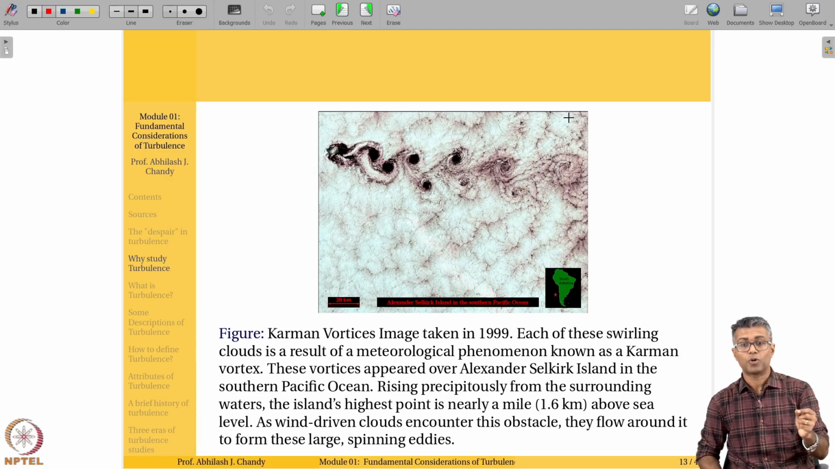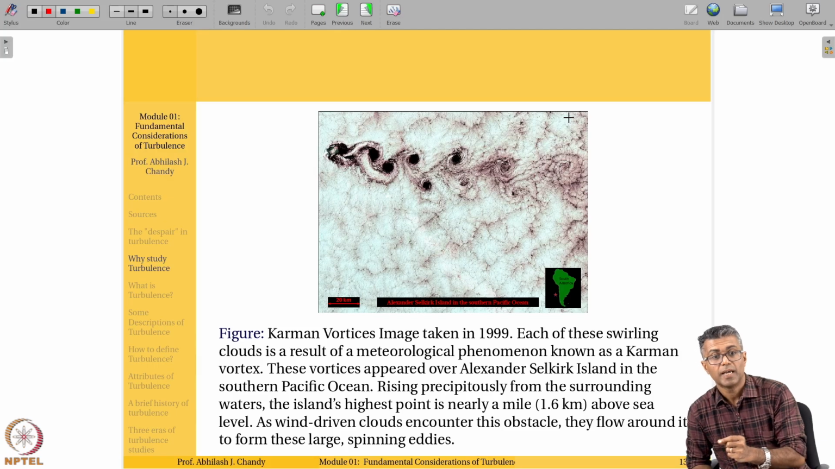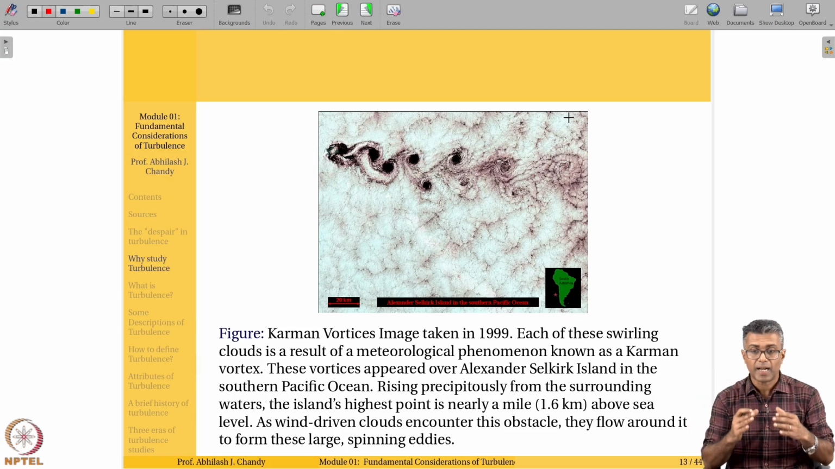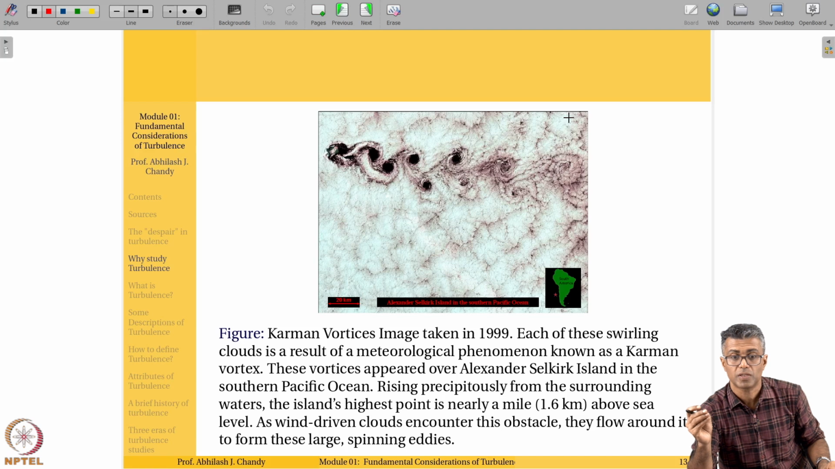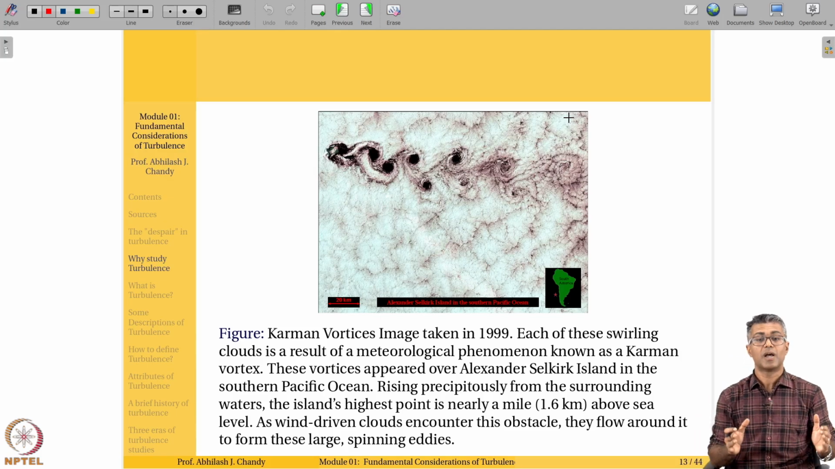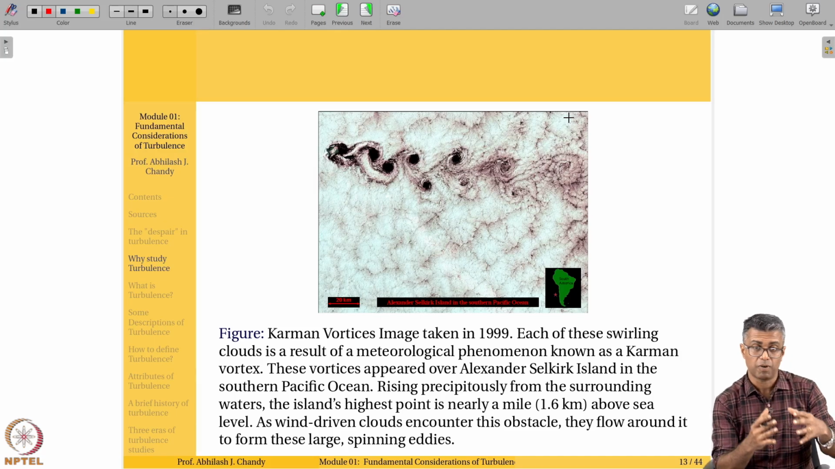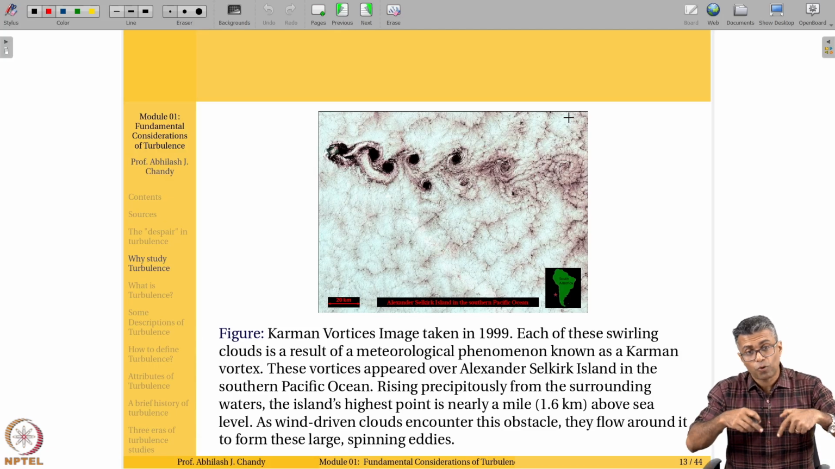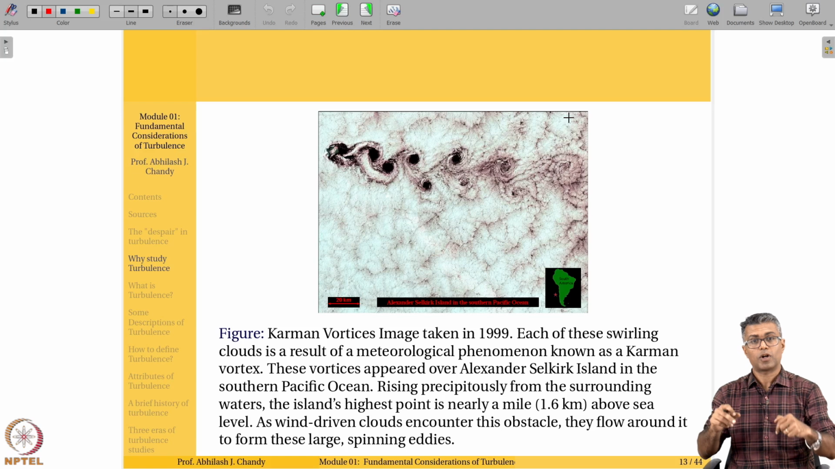These vortices appeared over the Alexander Selkirk Island in the southern Pacific Ocean, and rising precipitously from the surrounding waters, the island's highest point is nearly a mile, 1.6 kilometers above sea level. As the wind-driven clouds encounter this obstacle, they flow around it and form these large spinning eddies. So again, the island acts as a bluff body. It is acting as an obstacle to the flow. It is obstructing the flow. And the flow around it creates these von Karman vortices.